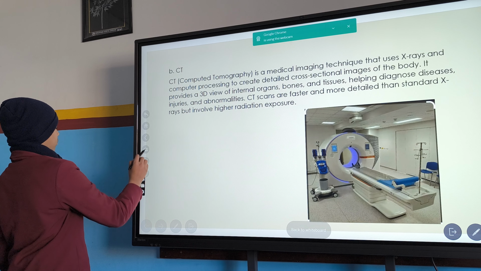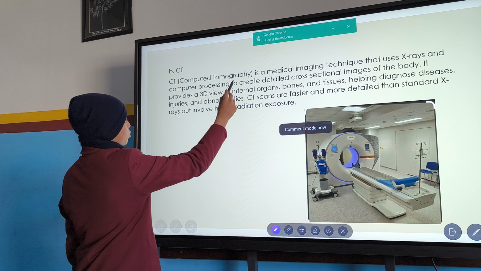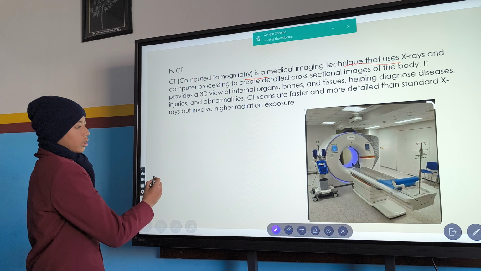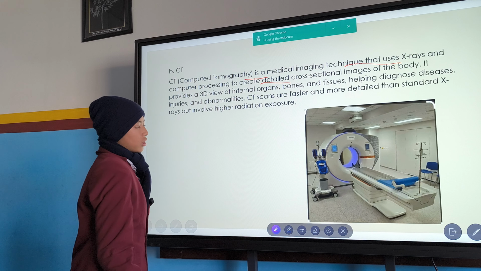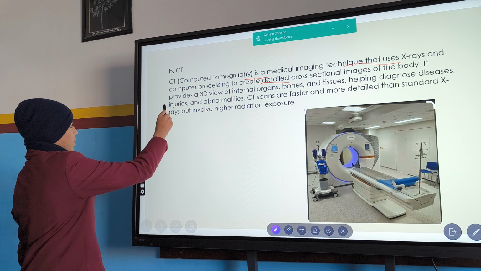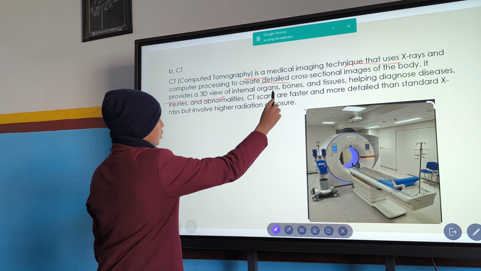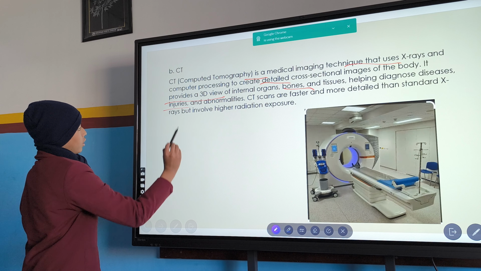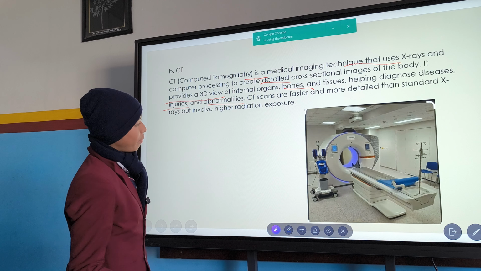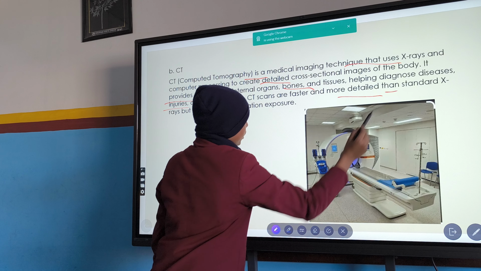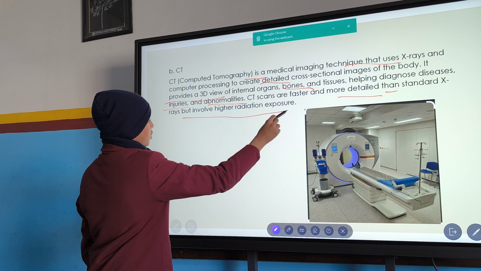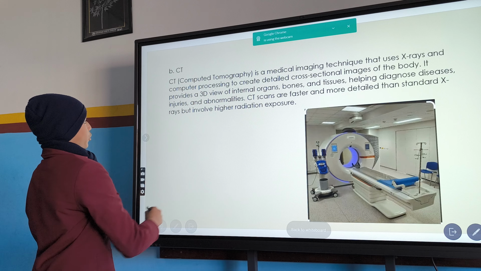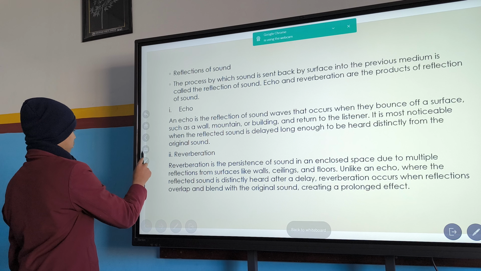CT scan. CT, computed tomography, is a medical technique that uses X-rays and computer processing to create detailed cross-sectional images of the body. It provides a 3D view of internal organs, bones, and tissue, helping diagnose diseases, injuries, and abnormalities. CT scans are faster and more detailed than standard X-rays, but involve higher radiation exposure. And this is a figure of a CT scan of the abdomen and chest.